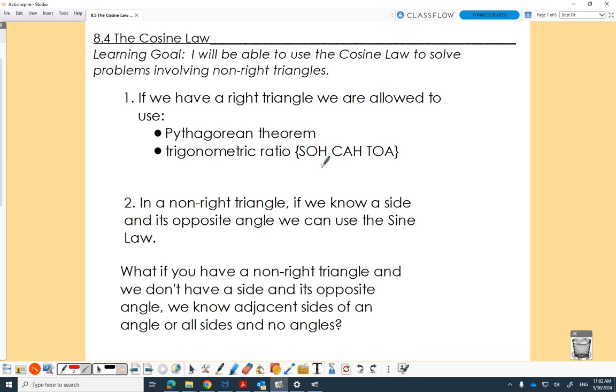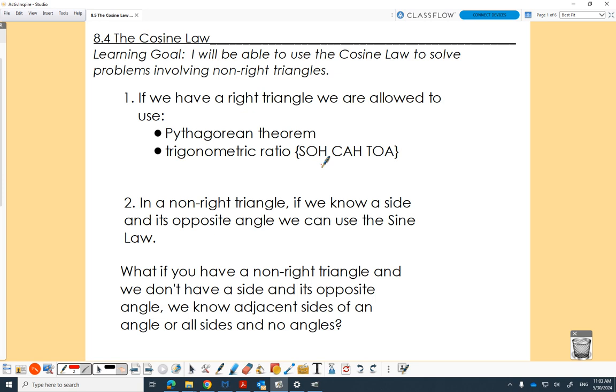Learning goal, I'll be able to use the cosine law. I don't even know what the cosine law is. I know, I'm going to teach you. Okay, here's the story thus far. This is like, you know when you watch an episode of television and they're like, last week on CSI, and they tell you what just happened.